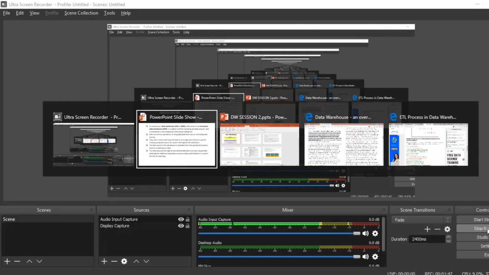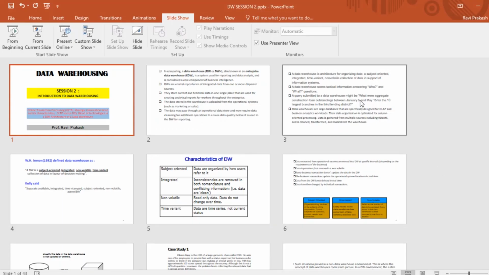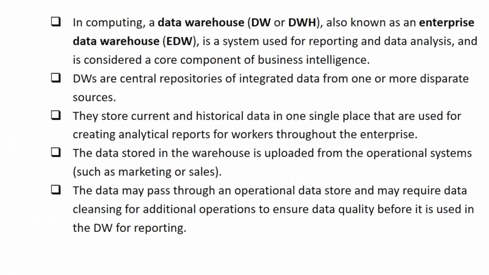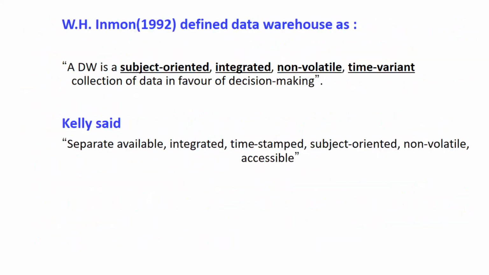Okay. Now, if we see it, data warehouse has been defined very clearly by W. Inmon. He defined data warehouse as follows: that data warehouse is a subject-oriented, integrated, non-volatile, time-variant collection of data in favor of decision making. Now, these are the four characteristics of data in a data warehouse. Number one, data is subject-oriented, integrated, non-volatile, and time-variant. We already discussed these characteristics in our previous session.